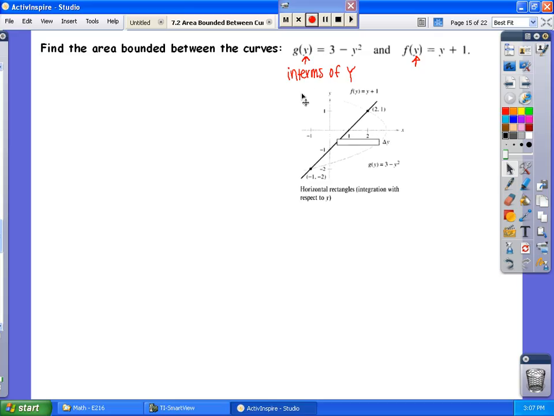Okay, so g of y is actually a parabola facing left because it's negative and shifted to the right 3 units. F of y is a line. And so what we're looking at is to find the area bounded between the two curves. I'll show you the reason why we don't necessarily want to do a dx problem. The first reason, they gave it to you in terms of y. The second reason, let's look at what this graph looks like if you try to do a dx problem.